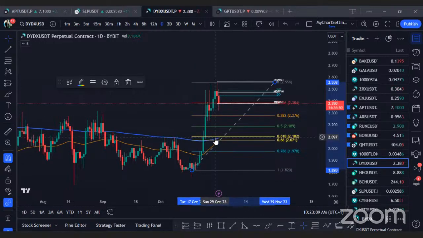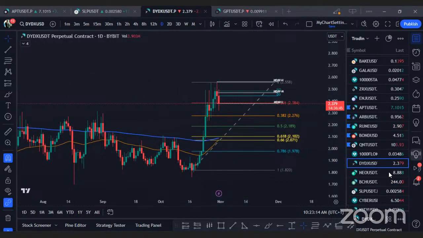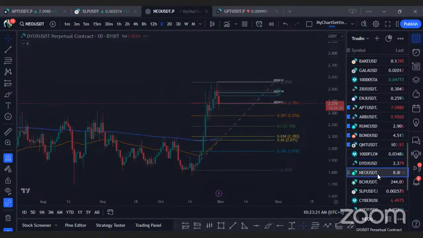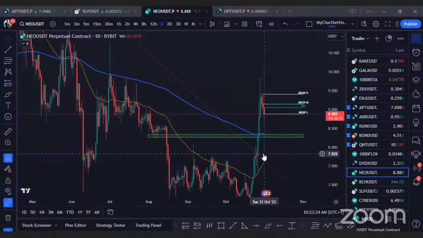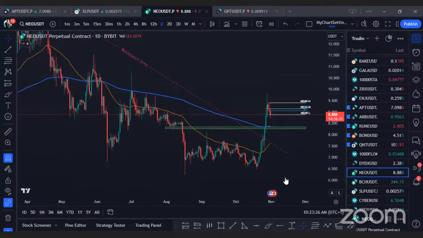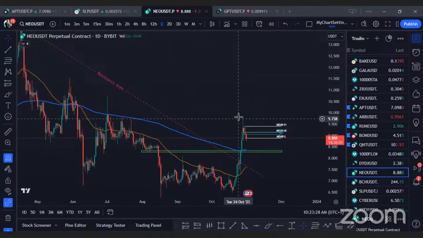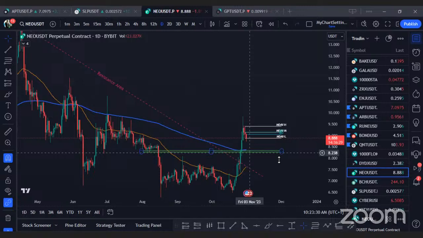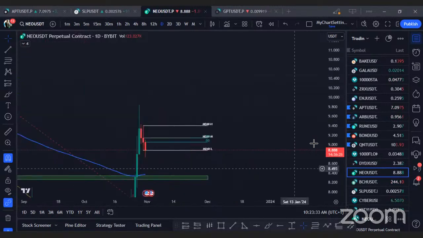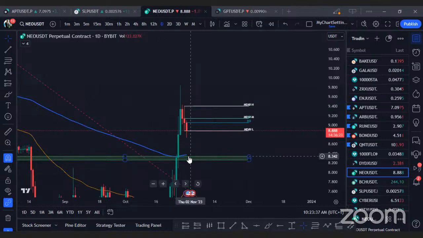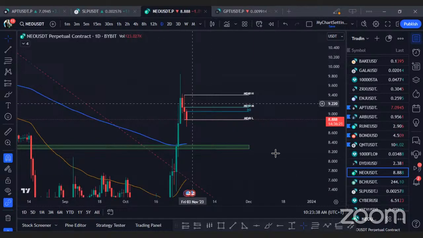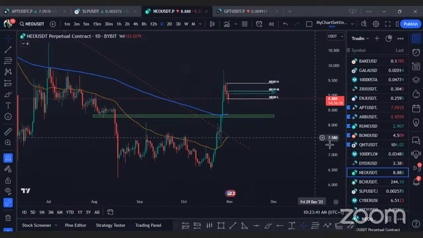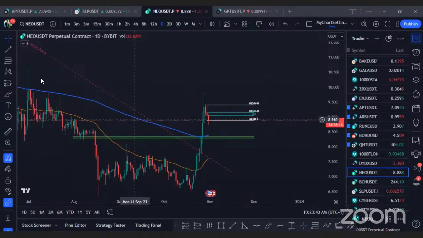This will be a nice trade actually at that $2 level for DYDX. If you get DYDX at that $2 level, it will be a very nice trade, guys. NEO finally rejected after going up to, where did it go up to? 9.8, okay? So guys, let's wait for the retest of this area here. If we get NEO at that $8.3 level, we could be taking a trade there. That could be a good one for long.